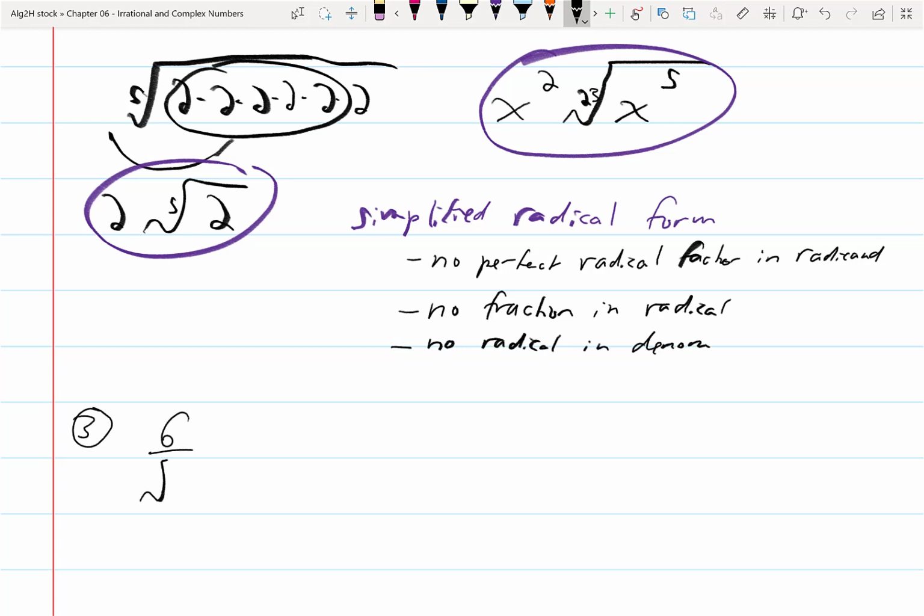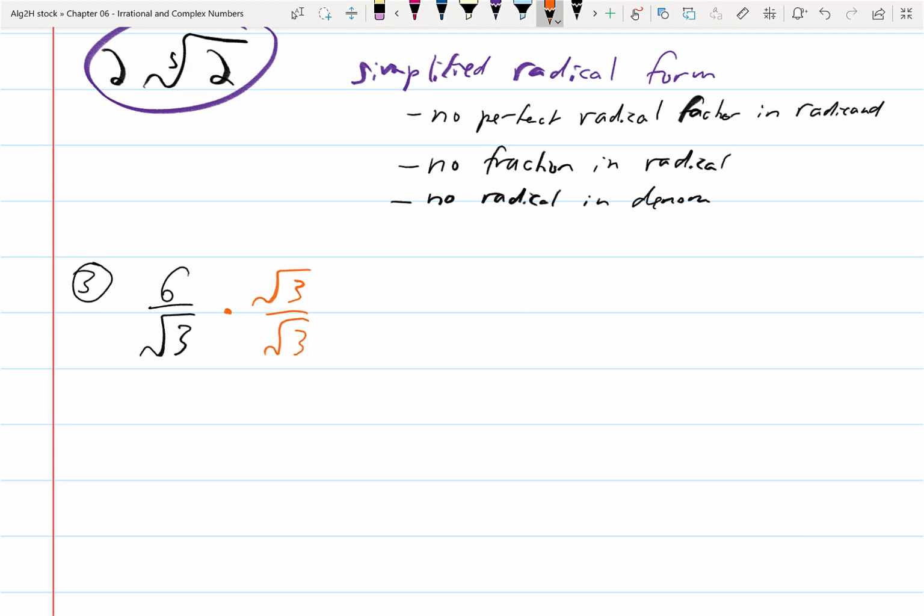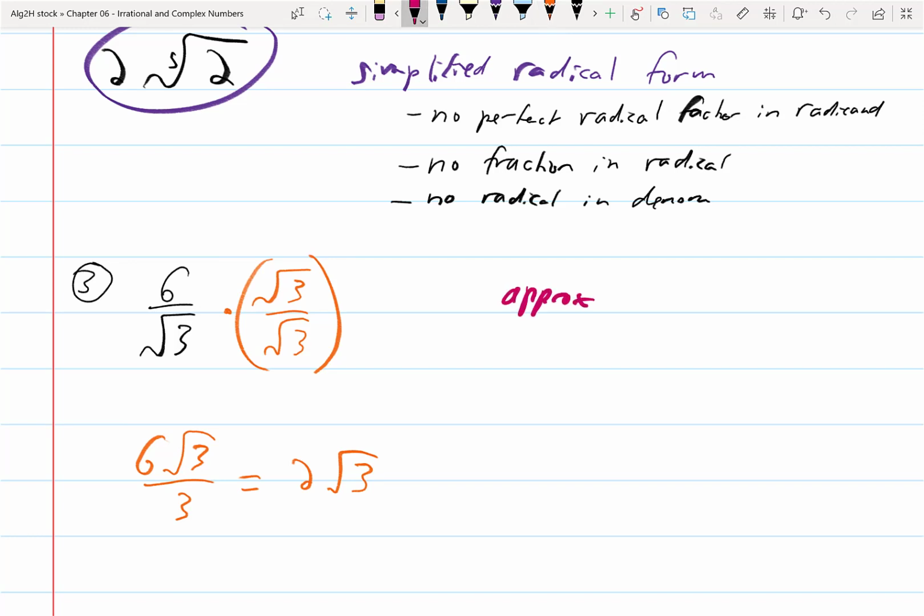So for instance, if I have 6 divided by root 3, I should be able to simplify that by multiplying the numerator and denominator by the square root of 3 over the square root of 3. Square root of 3 over square root of 3 is a version of the number 1, and I would get 6 root 3 over 3, which simplifies to 2 root 3. This is also valuable because if I wanted to approximate 6 over root 3 and I didn't have a calculator, that would be very difficult to do.